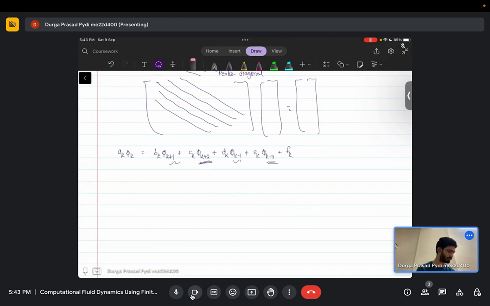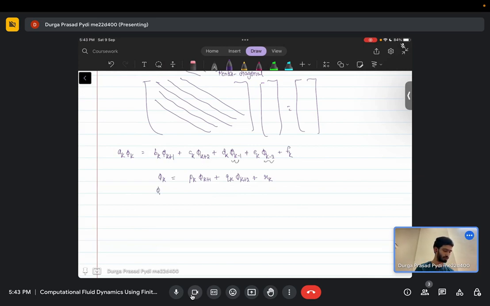So in TDMA, to derive this iterative form, we started with the expression where phi k is expressed in terms of k plus 1. Previously we have just done phi k is pk times phi k plus 1 plus qk, because we have just one cell, so it was straightforward. Now we have one more additional one, so we will consider k plus 2, plus rk.